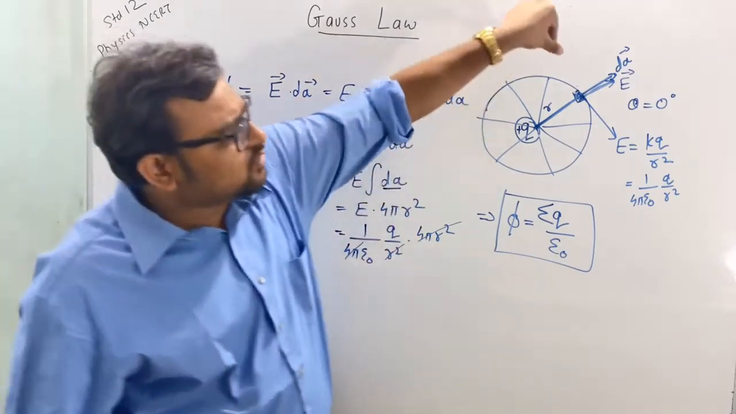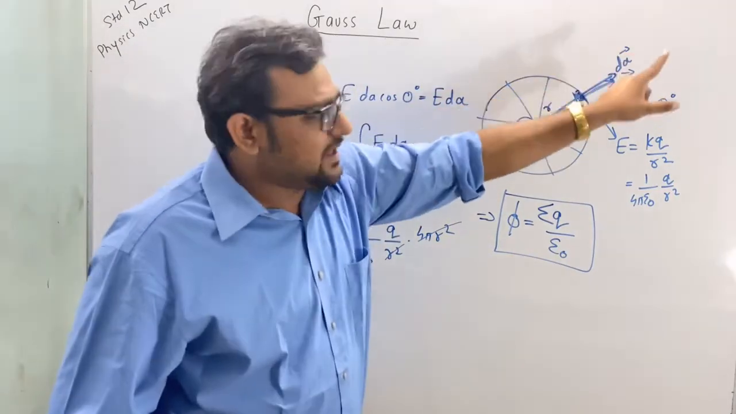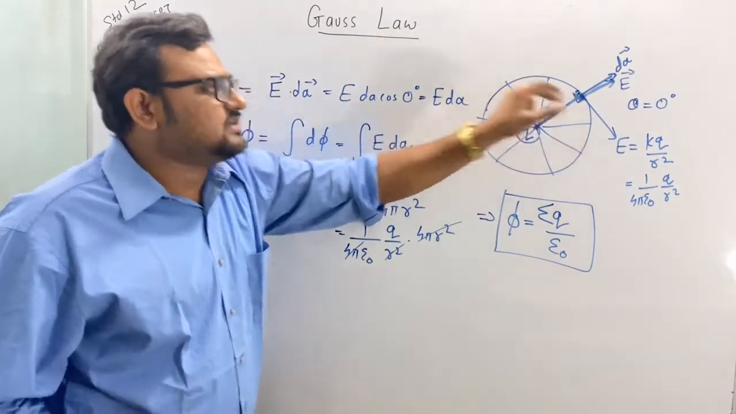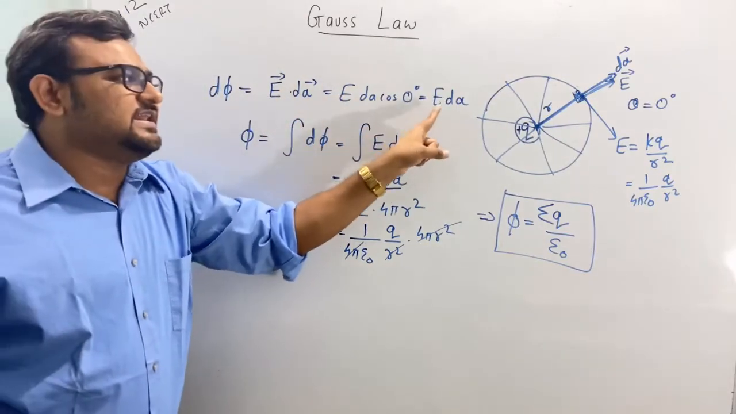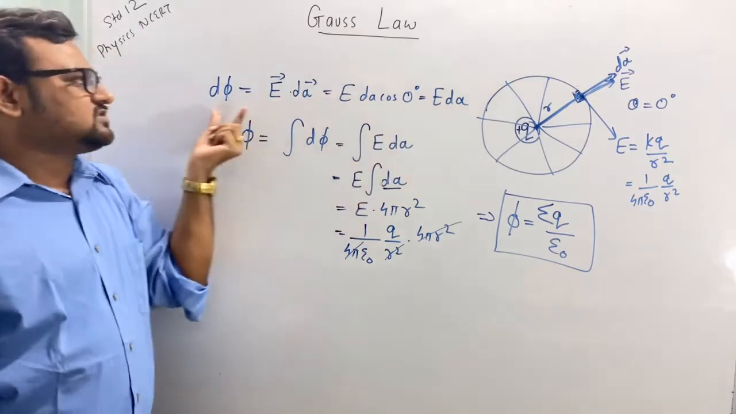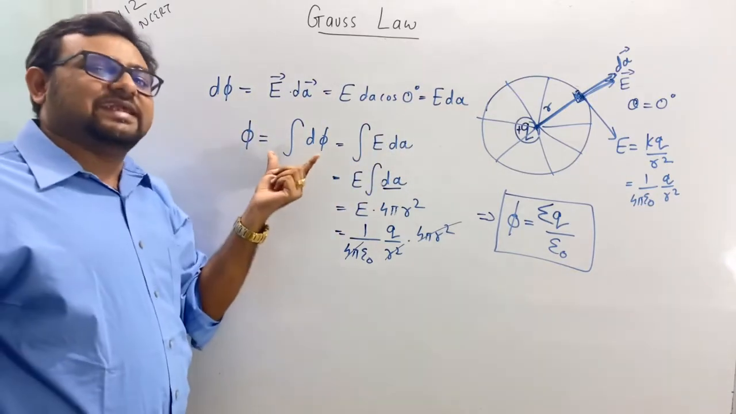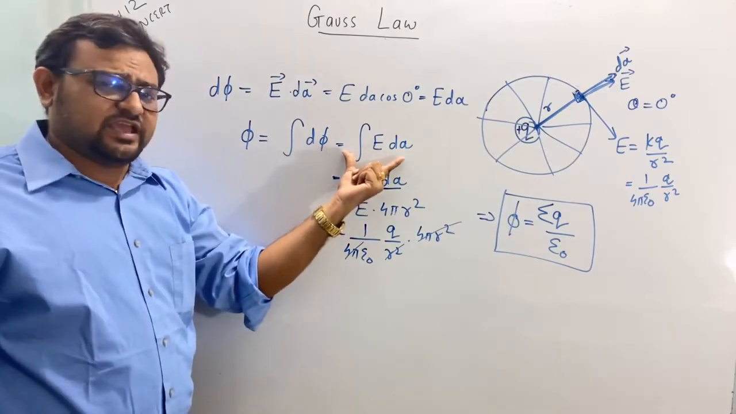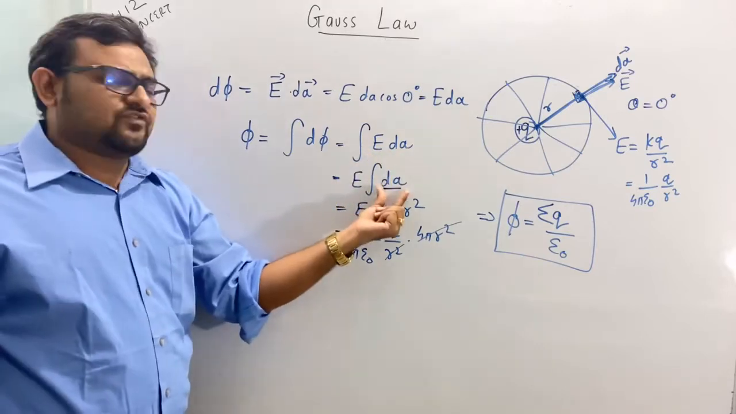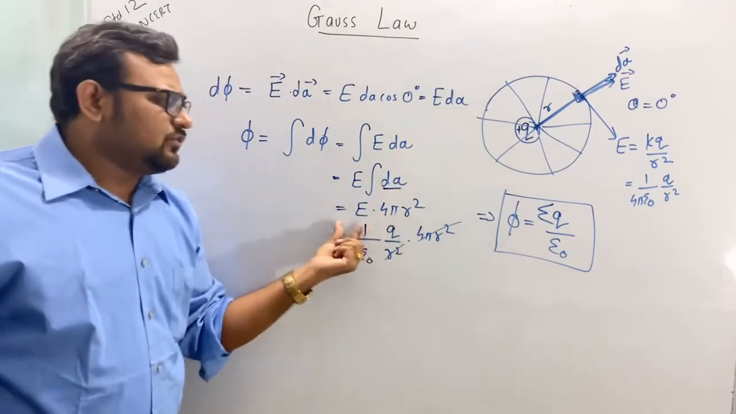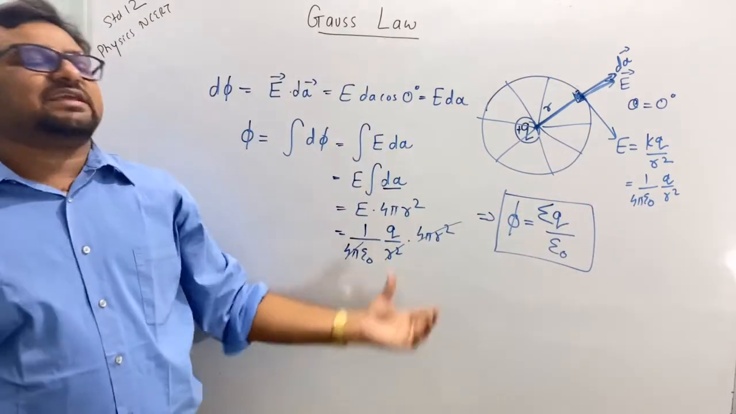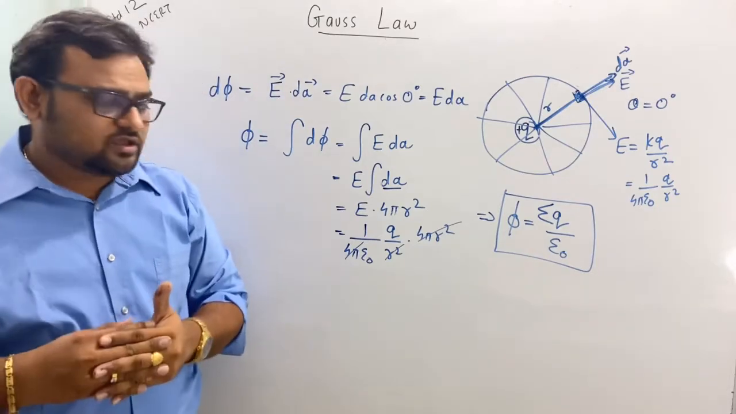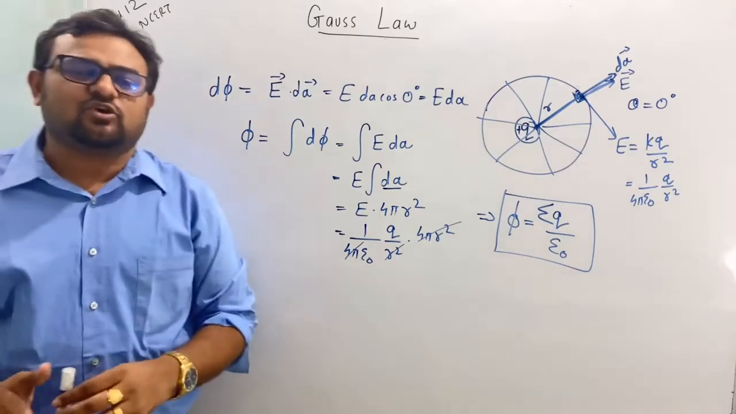Now we have selected a small area element dA, and the angle between E and dA is 0. So the small amount of flux passing through this is E dA cos 0, that is E dA, right? So this is the small amount of flux d phi. The total flux will be obtained by integrating this small flux. So we get integration of E dA; E is constant, and integration of dA is the total surface area 4 pi r square. Putting the value of E, we finally get flux equal to Q by epsilon 0. So just go through this topic, that is Gauss law.